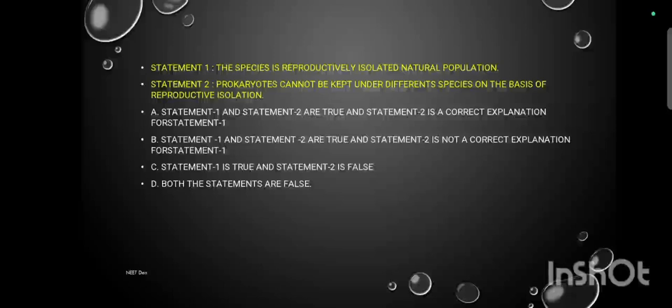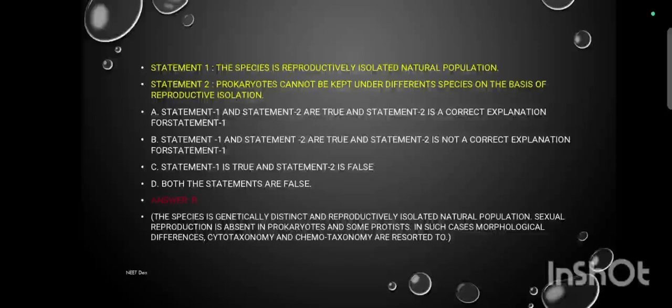So, options to the answers are option A, statement 1 and statement 2 are true, and statement 2 is a correct explanation of statement 1. Option B is statement 1 and statement 2 are true, and statement 2 is not a correct explanation for statement 1. Option C is statement 1 is true and statement 2 is false. And option D is both the statements are false. So, the correct answer here is B, that is statement 1 and statement 2 are true, but statement 2 is not correct explanation of statement 1.